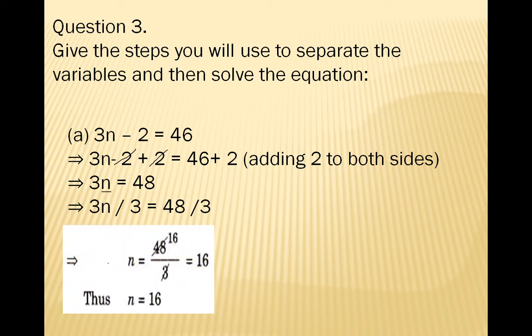So how we can get here? These 3 and these 3 will cancel with each other and remains only n. And 48 divided by 3 means 3 ones are 3 and 16 threes are 48. So the value of n is negative 16. So as like this, by giving the proper step, you have to solve these equations and you have to find out the solution of a given equation.